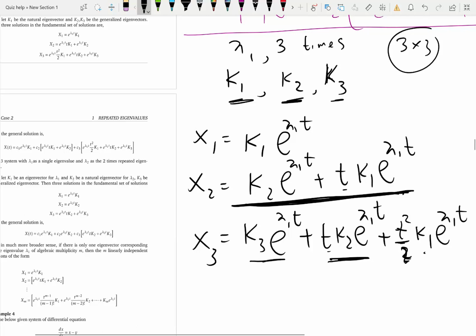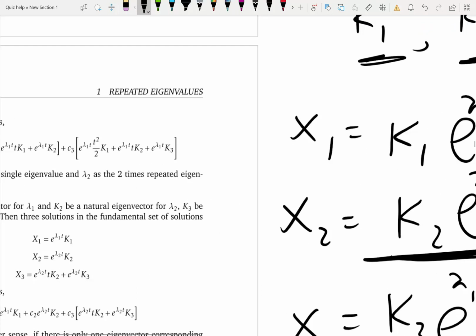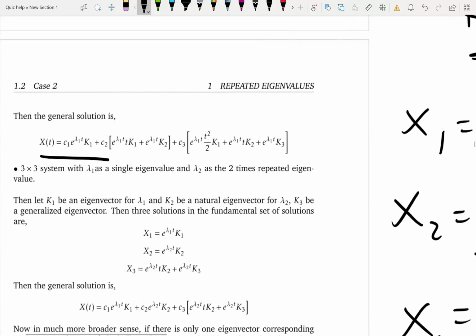Now how do we write the general solution? Take the linear combination of these x1, x2 and x3: c1 times x1 plus c2 times x2 plus c3 times x3. Okay, so it's a little bit complicated and you have to memorize this.